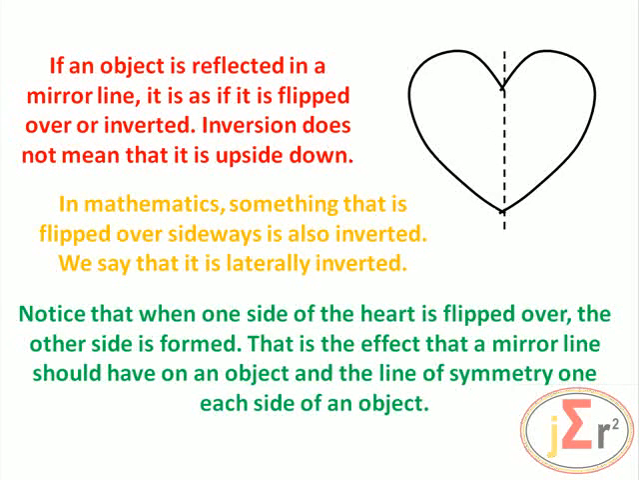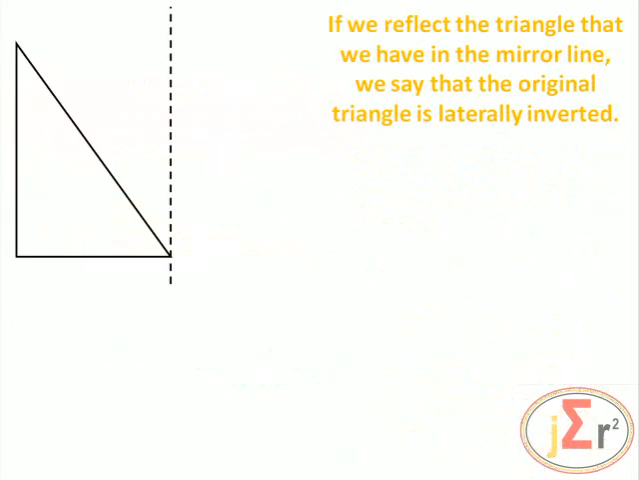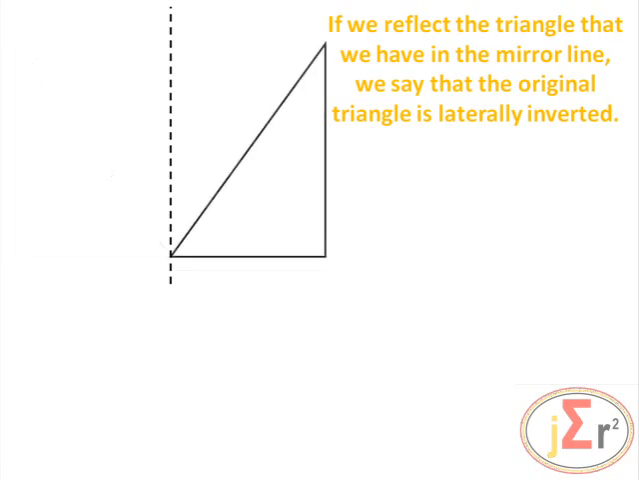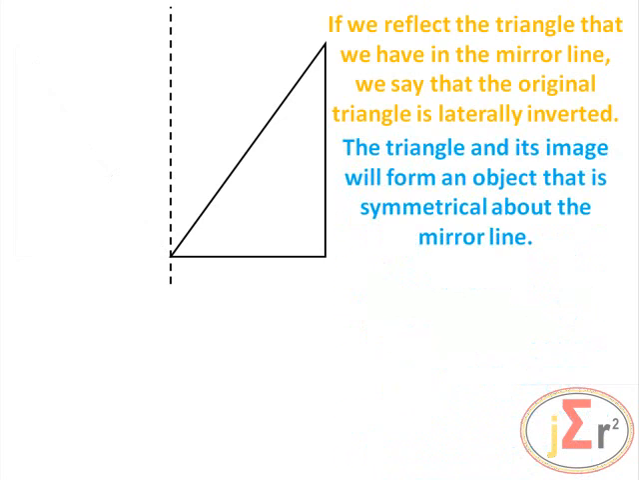Notice that when one side of the heart is flipped over, as we said before, the other side is formed. That is the effect that a mirror line should have on an object, and the line of symmetry on each side of an object. If we reflect the triangle that we have there in the mirror line, we say that the original triangle is laterally inverted.